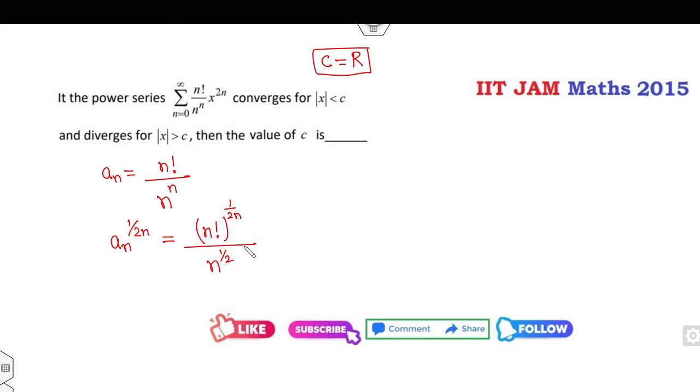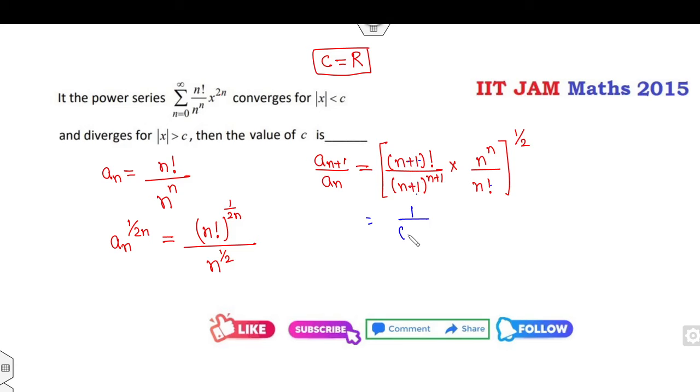Because you are unable to compute the limit directly, I can otherwise use the expression a_(n+1) over a_n. So what is a_(n+1)? It is (n+1) factorial over (n+1) raised to the power (n+1), into the reciprocal of a_n, which is n raised to the power n over n factorial. The power, the coefficient of this, is 1 over 2. Now can you find this limit? The n+1 will cancel out from this component, so it is only this expression.